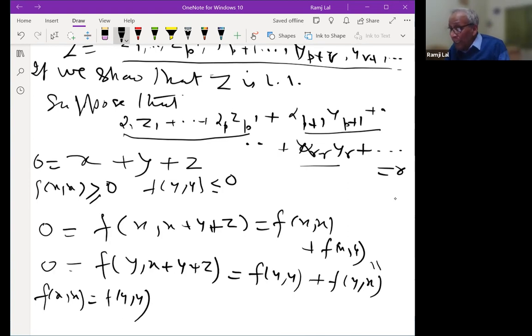Now, suppose we are in the Hermitian case. So what is this? This 0 is a real one. This 0 is in the field. And f(x,x) star is f(x,x), so this is also the real case. So therefore, f(x,y) is also real, so f(x,y) star is f(x,y). That is, and since it is Hermitian, f(y,x) star is f(x,y).